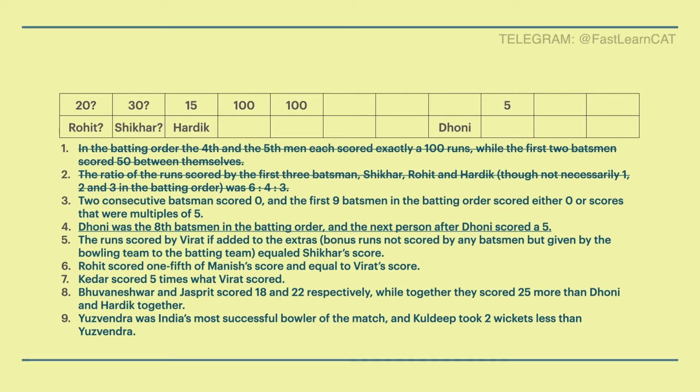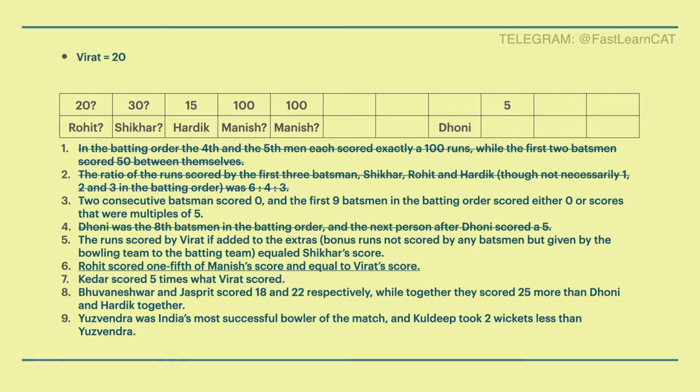Now, let's focus on the fourth point. It is a very straightforward piece of information. It says Dhoni was the eighth batsman, and the batsman coming after Dhoni scored a 5. So, we'll represent this information in our table, and now we'll focus on the sixth point.